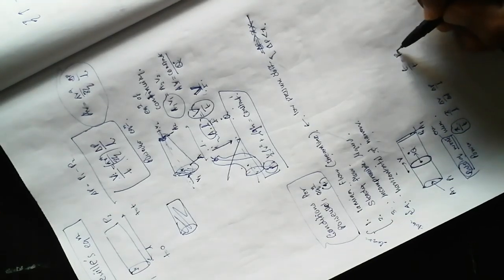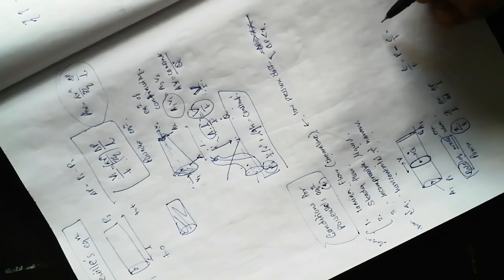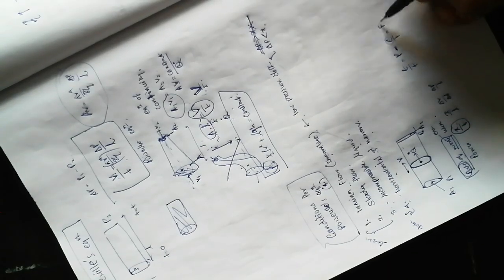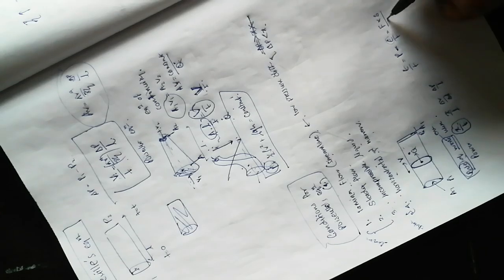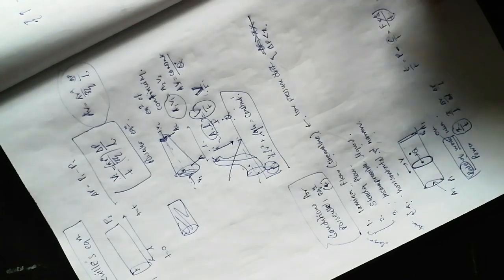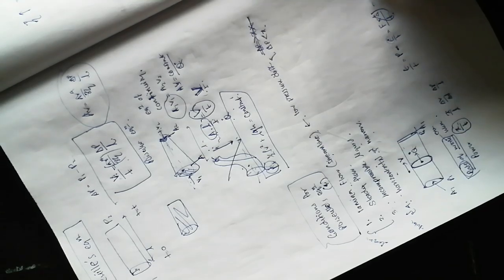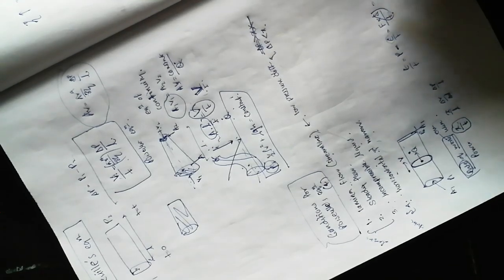Power can also be written as energy over time. Energy is work done. Work done is force into distance, so power is force into distance over time. What is distance over time? Distance per unit time, that is the velocity. So P equals Fv, where v is velocity and F is force. You should have learned this in mechanics.